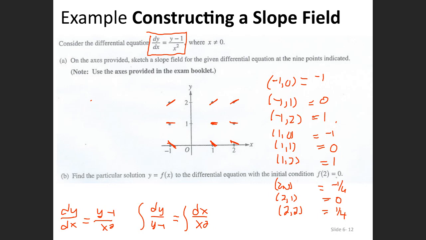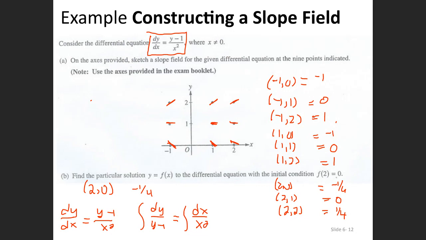All right, so let's go to part B. Part B says find a particular solution, y is equal to f of x, to the differential equation with the initial condition f of 2 equals 0. Okay, well, to find a particular solution, we need an equation, right? And what I can do, and this is not a separation of variables problem, but I know that I have a point, right? They gave me a point, 2, 0. I know I have slope at that point. At 2, 0, the slope is negative 1/4.